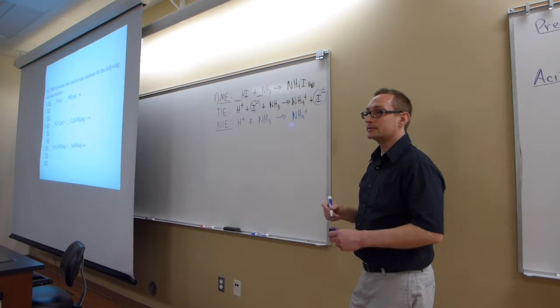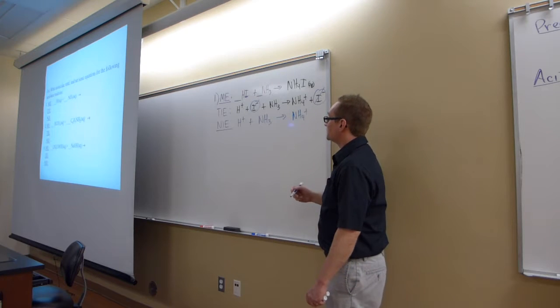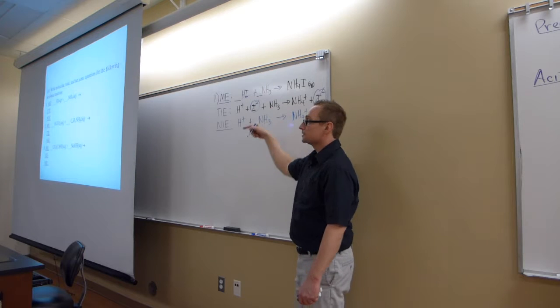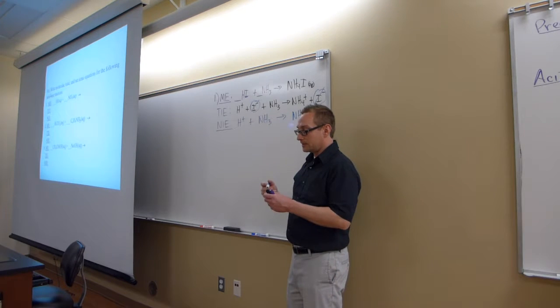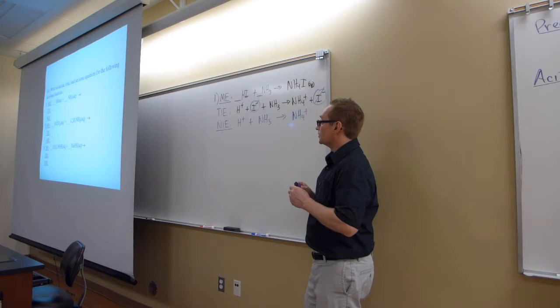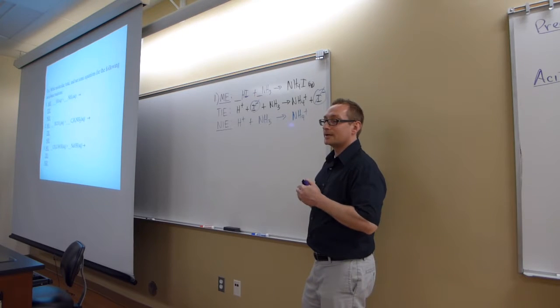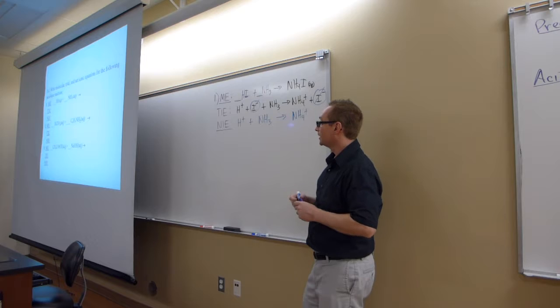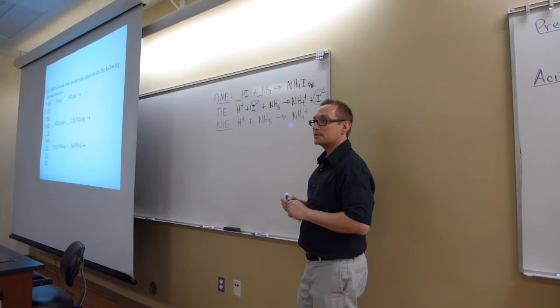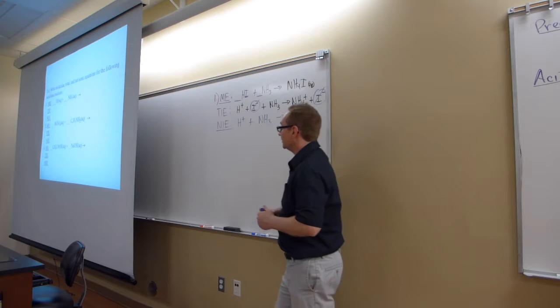Again, all phases aqueous. So to get from the total ionic to the net, you just have to cross out whatever's the same on both sides. If something undergoes a change, then you can't take that out. So in this case, the iodide ion is the spectator ion. Am I making any sense? Hopefully. Okay.